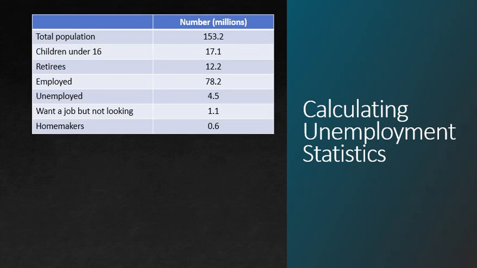We can use some data, this is all made up data, to calculate some of the unemployment statistics that we see in the news. So I've given us some data here, again, not real data. So we have total population of 153.2 million, children under 16 at 17.1 million, retirees at 12.2, employed at 78.2, unemployed at 4.5, want a job but are not looking at 1.1, and homemakers at 0.6. Okay, so let's see what we have here.